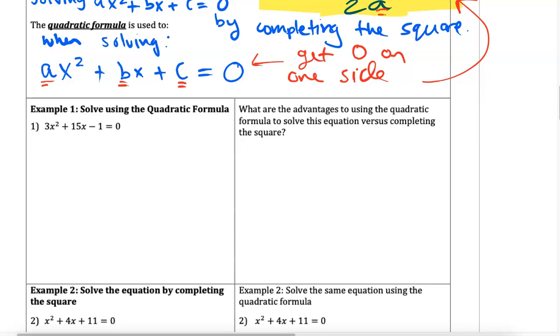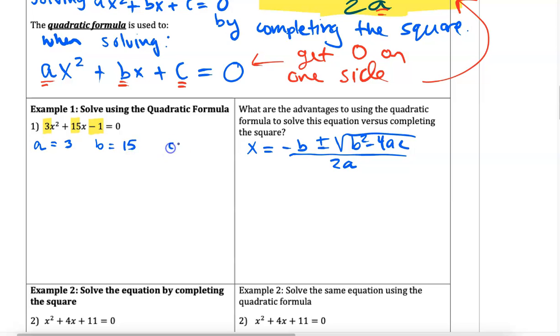So the formula is negative b plus or minus the square root of b squared minus 4ac, all over 2a. So I'm going to use that formula in this example. In this example, I have a is 3, b is 15, and c is negative 1.